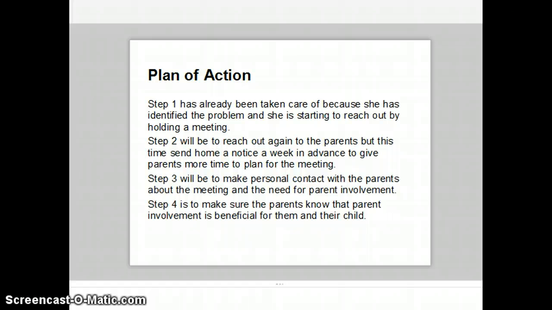So my plan of action, well, step one has already been taken care of because she has identified the problem, and I think that's the first step to solving any problem, to identify the problem, and she's already started to reach out to the parents, if this is her first effort to try to hold a meeting. Step two would be to reach out again to parents, but this time send home a notice, probably a week in advance, to give parents more time to plan for the meeting. Also, another step would be to make personal contact with the parents about the meeting to let them know the need for parent involvement in schools. Step four, possibly, is to make sure the parents know that involvement is beneficial for them and that it is also beneficial for their child.